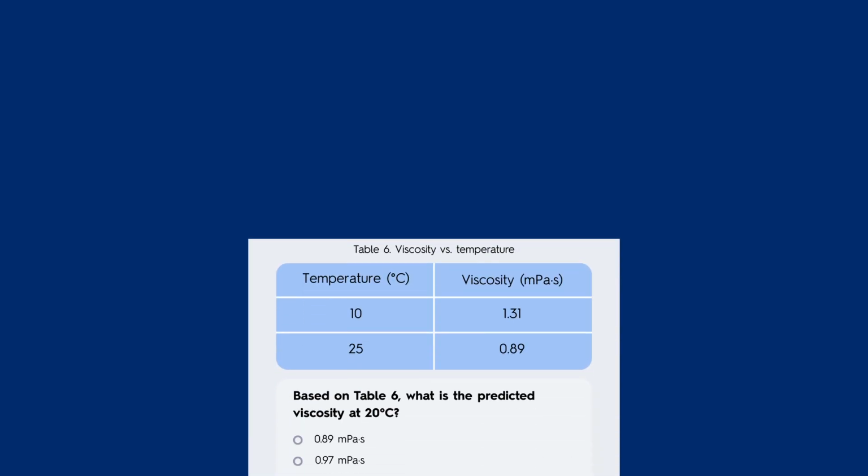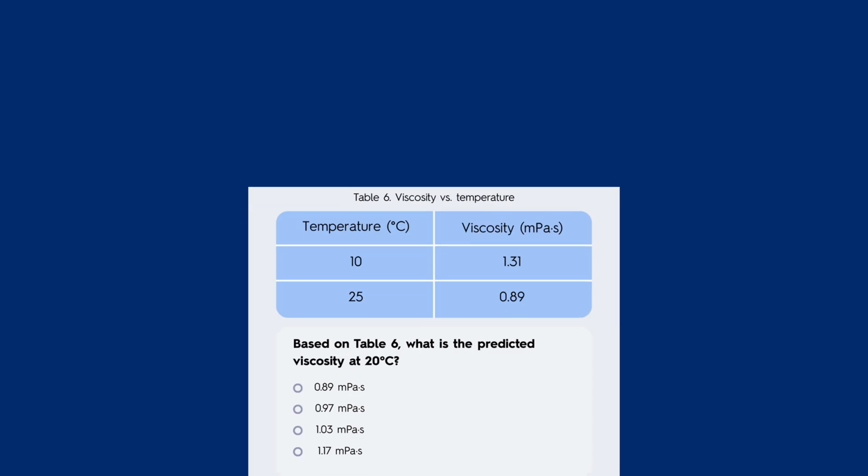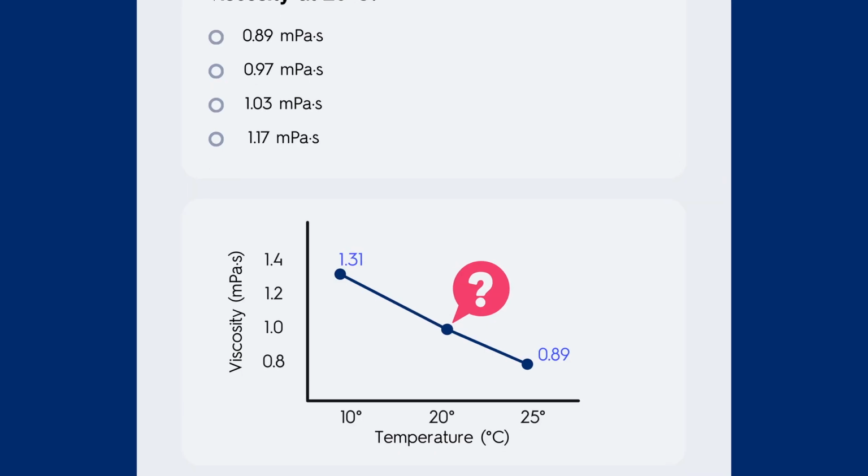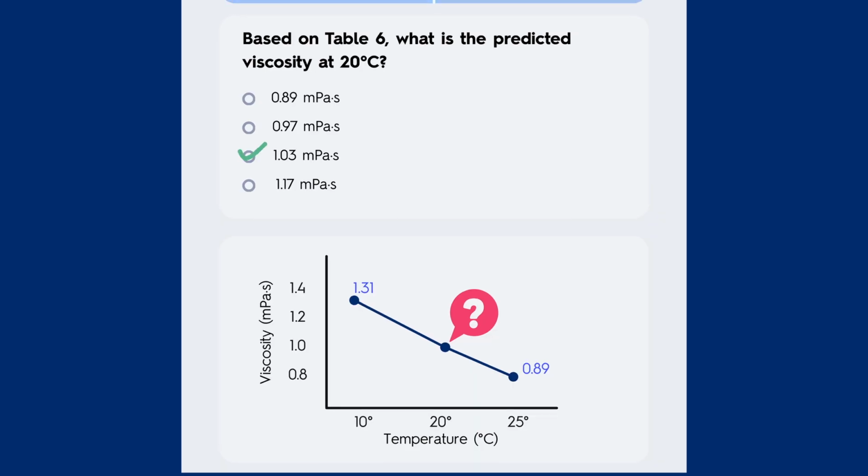Let's take it one step further. When the ACT asks for a value that isn't shown, it's often asking you to interpolate, estimate what lies between 2 points. If the value at 10 degrees is higher and the value at 25 degrees is lower, then the value at 20 degrees has to fall somewhere in between.